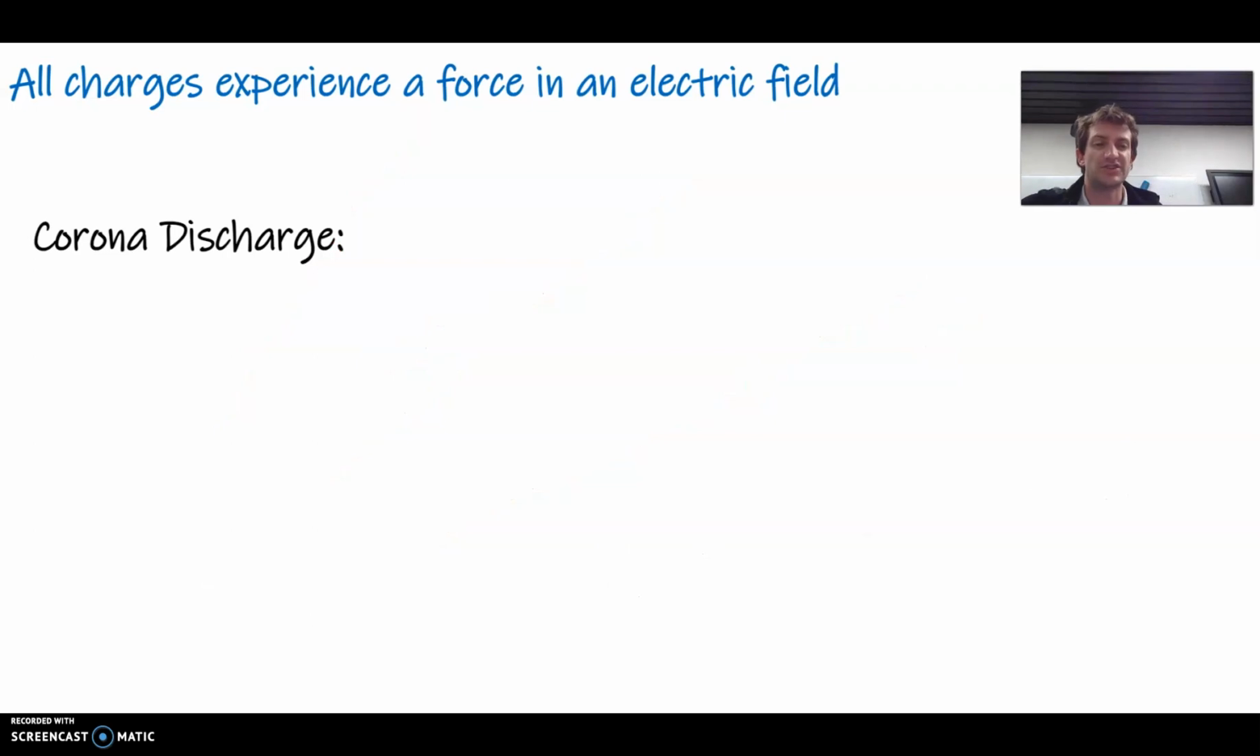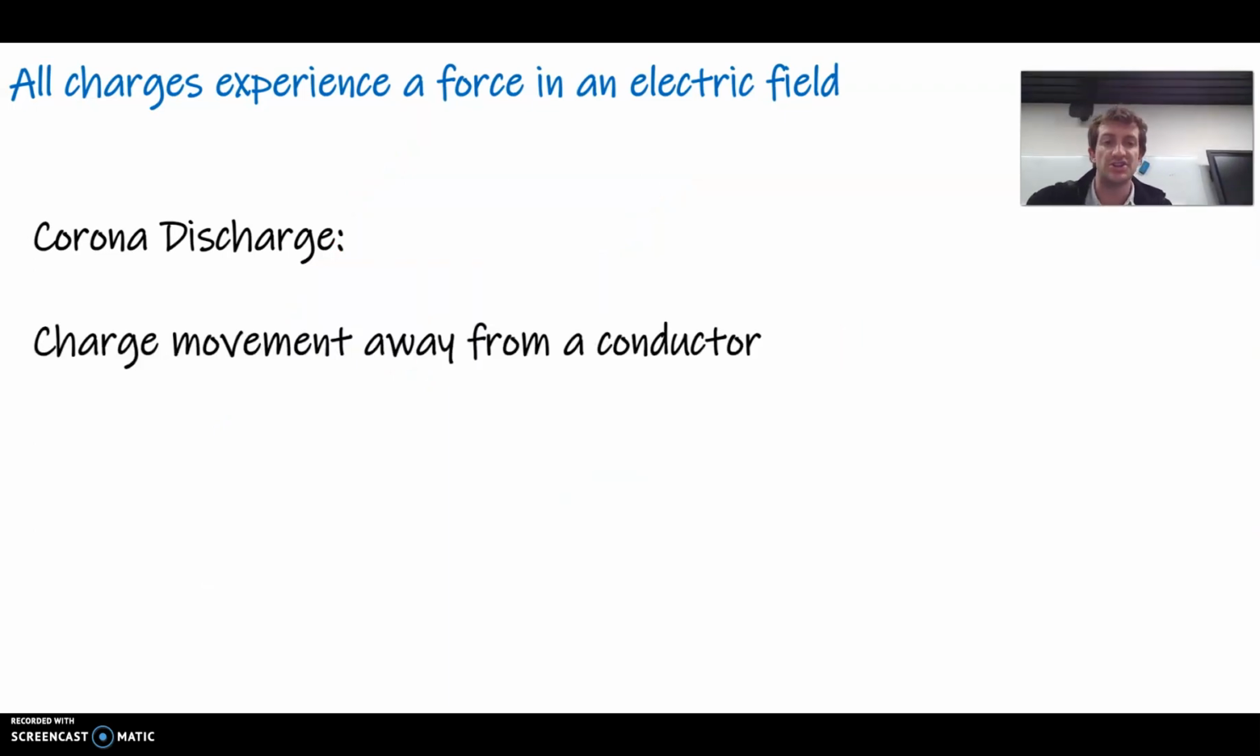The concept that this links to is something called a corona discharge. Corona discharge results in the movement of charge away from a conductor, and that's applied in different contexts, such as inside photocopiers or inside lightning rods. We need some kind of sharp point, where you've got overall charge movement that's going away from that conductor.